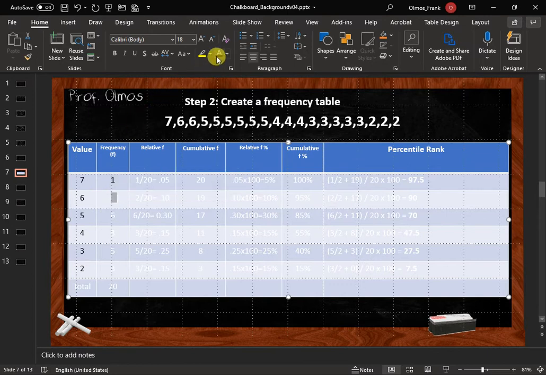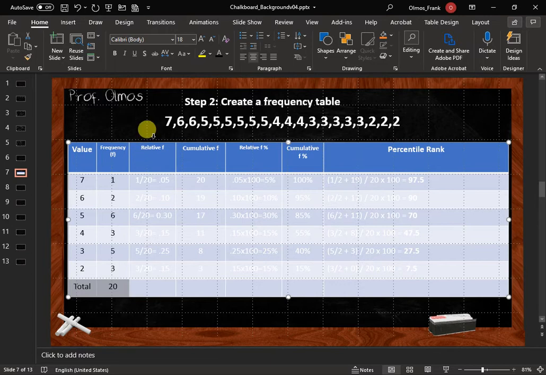Okay, for 6, how many times does it appear? Twice. For 5, it appears, let's see, 1, 2, 3, 4, 5, 6. 6. And then 4, how many times does it appear? 3. How many times does 3 appear? 1, 2, 3, 4, 5, I think it's 5. And then 2, how many times does it appear? It's just 3. And remember, there's a total of 20 students that took the exam, so it should amount to the total number of students that took the exam.